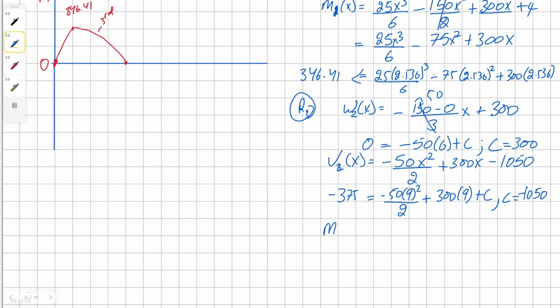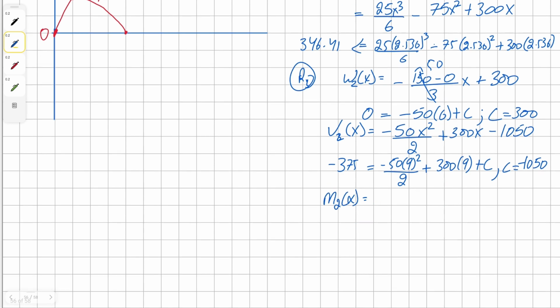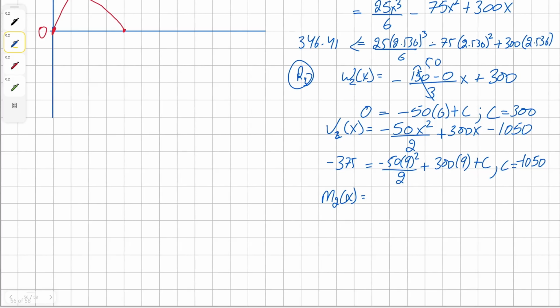Okay, and now the moment equation. For the moment equation, we're just taking another integral. So it's going to be negative 50x cubed divided by 6 plus 300x squared divided by 2, which comes up to be 150x squared. And then we have negative 1050x plus the constant.